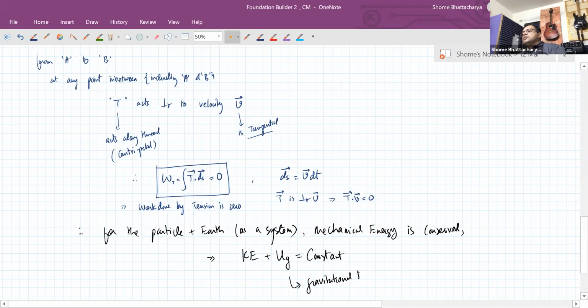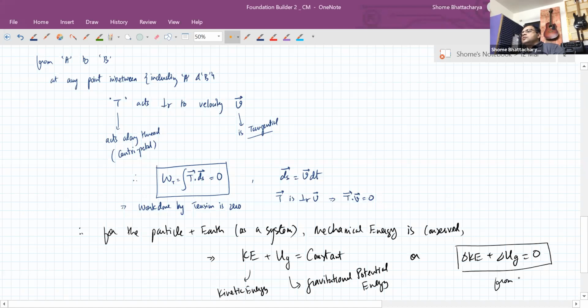This is gravitational potential energy, and this is kinetic energy. Or another way of expressing the same thing is that the change in kinetic energy plus the change in gravitational potential energy will be 0 from A to B. So these become the two important aspects that we use for solving any vertical circular motion. One is the free body diagram.